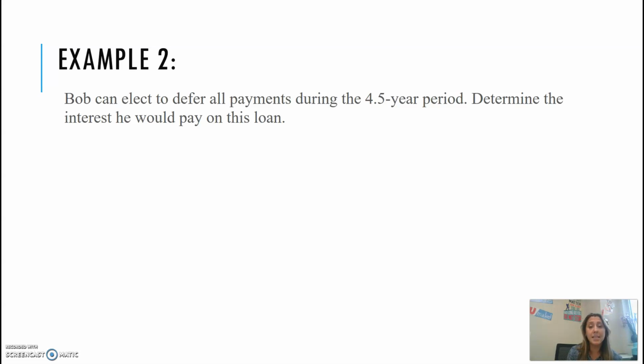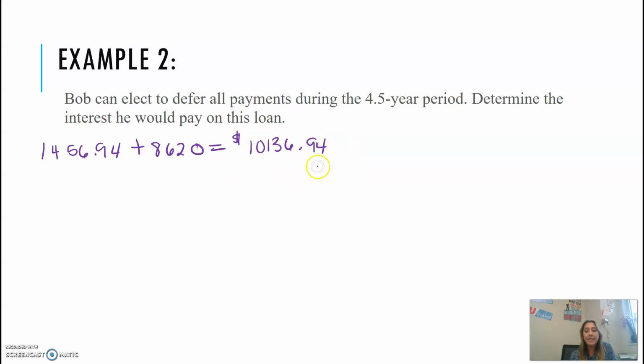So he's going to decide to defer all the payments during the 4.5-year period, and we have to determine how much interest he's going to pay on the loan. Well, first, we know that he's accrued this much interest already before he even makes one payment. So we need to add that to that original loan amount. And that equals, I don't remember the number exactly, so I'm going to go find it. Okay, so that equals $10,136.94. That is our new principal.